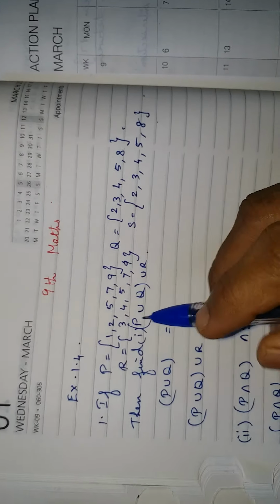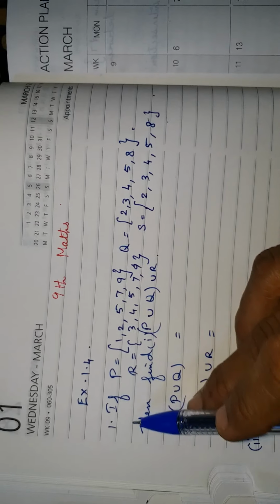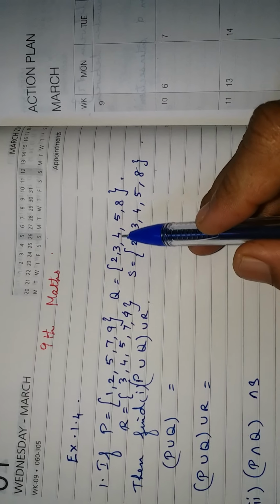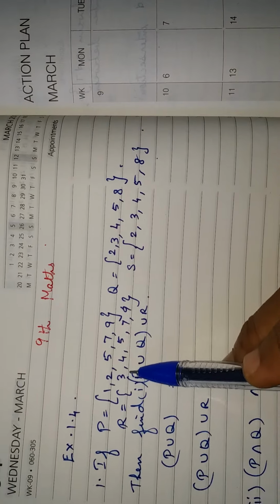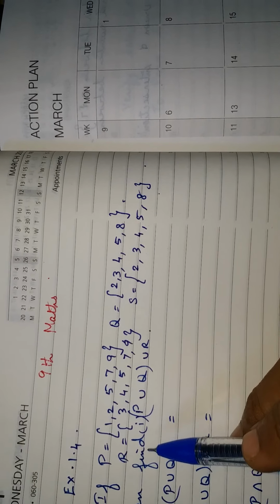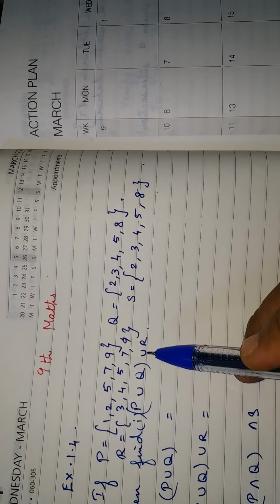Ninth Samacheer Maths, exercise 1.4, first sum. P is equal to {1, 2, 5, 7, 9} and Q is given as {2, 3, 4, 5, 8} and R is equal to {3, 4, 5, 7, 9} and S is equal to {2, 3, 4, 5, 8}. They have asked you to find out P union Q union R.